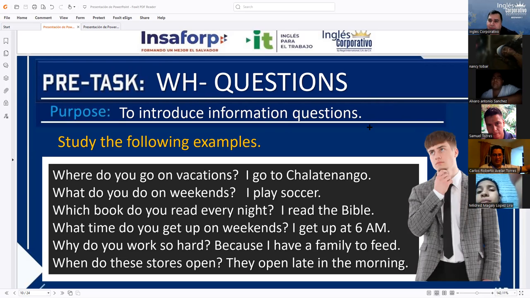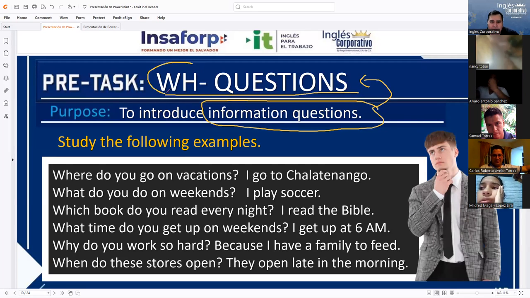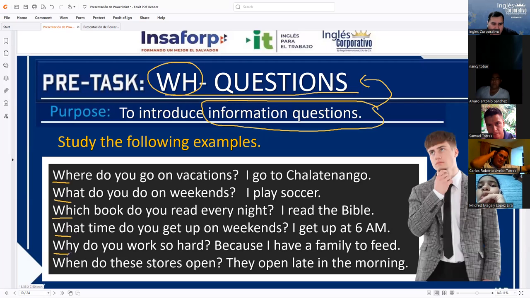WH questions or information questions. Okay. Information questions is the same as WH questions. Why do we call them WH questions? Because the words begin with WH: where, what, which, what time, why, when, right? So they begin with WH. So they're called WH questions.